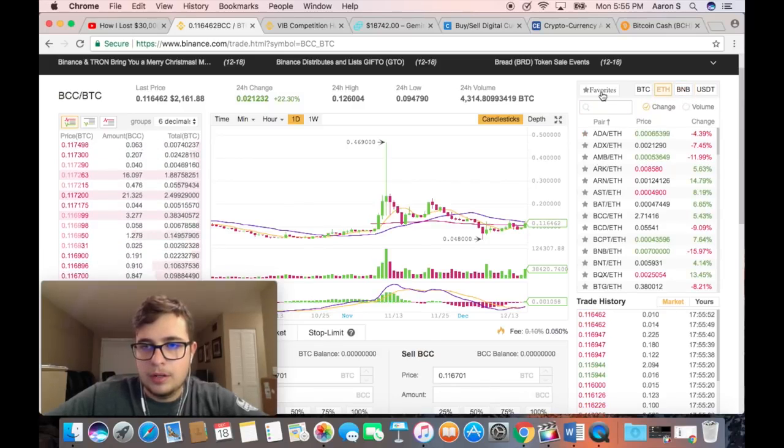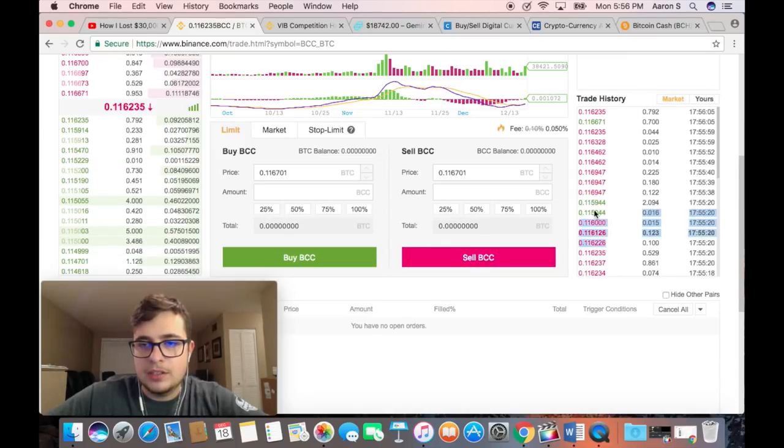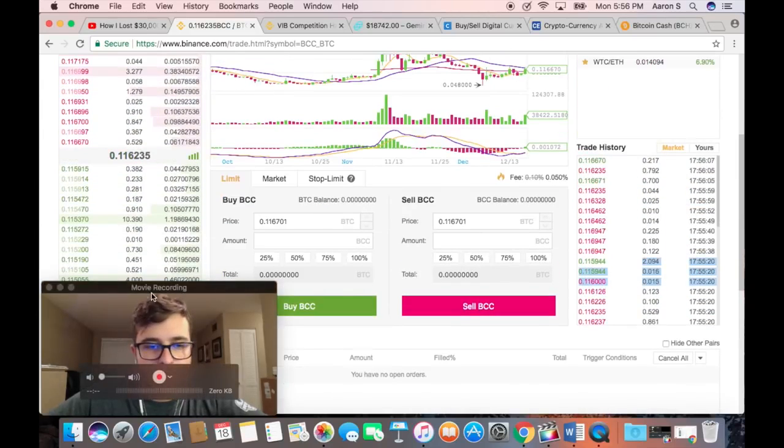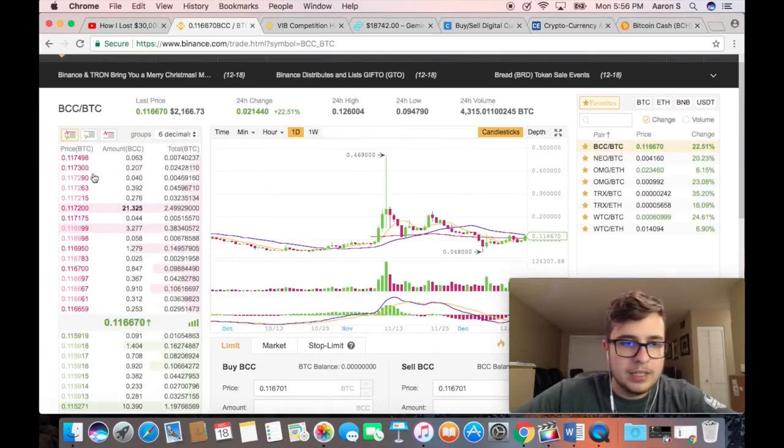There we go. If you hit favorites, of course your favorites will come up. Nice and easy, nice and simple. You'll see the trade history of the coin you're looking at. And yeah, it's pretty simple. It's a pretty simple exchange. You can see a lot going on here.